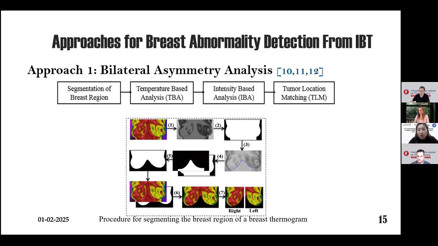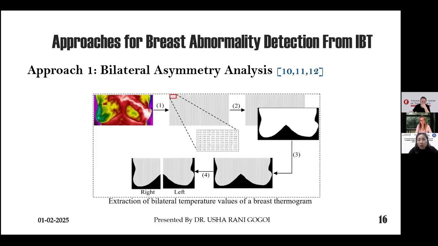For that, I first proposed a semi-automatic breast region segmentation method where the parabolic curve underneath the breast is marked by a human, and based on that we get the left and right breast. Once the left and right breasts are separated, we extract intensity as well as the temperature profile, as you can see in slide number 16.